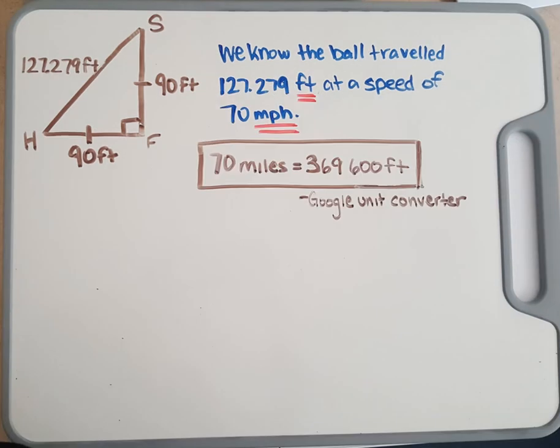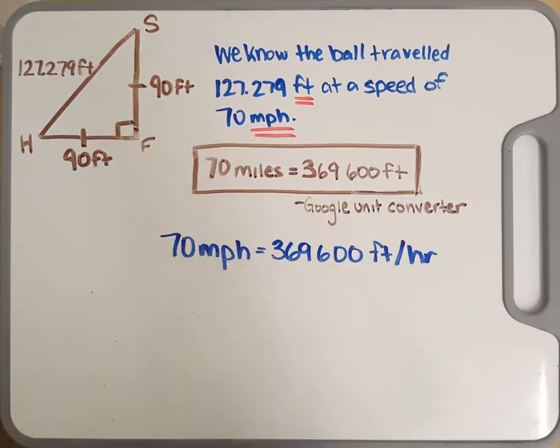Going back to my original statement, I noticed that I had a distance in feet and a speed using miles per hour. So I needed to convert those miles to feet. Using the Google unit converter, I found that 70 miles is equal to 369,600 feet. So 70 miles per hour is equal to 369,600 feet per hour.